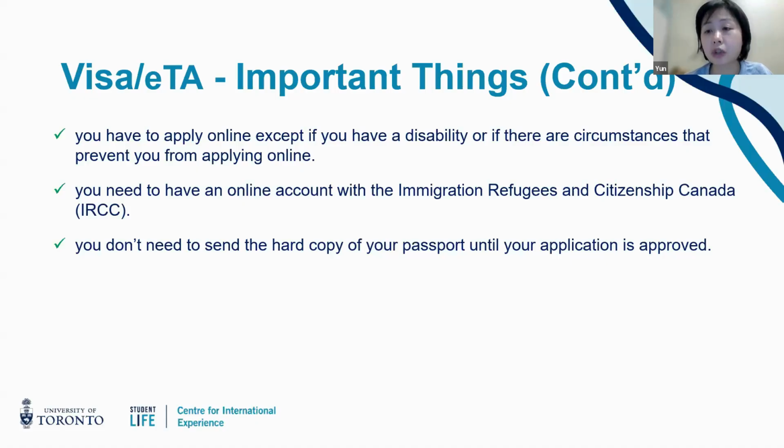Again, if you are applying for a new study permit from outside Canada, a TRV or an ETA will be issued to you together with your study permit application. You don't have to apply separately for a visa or an ETA.